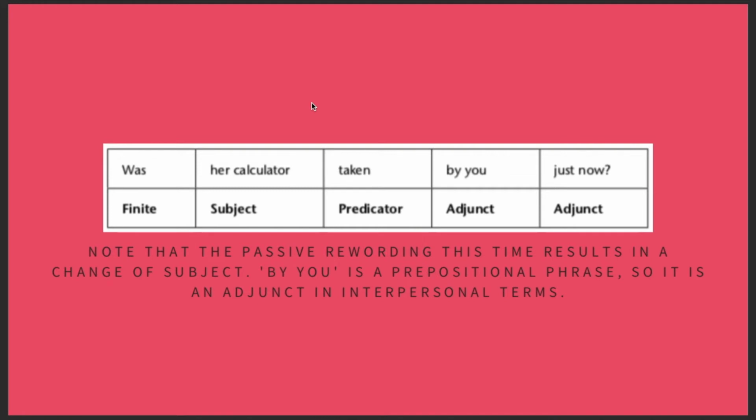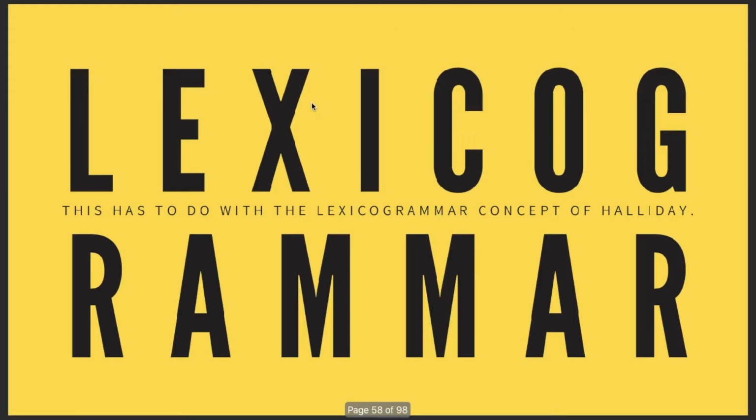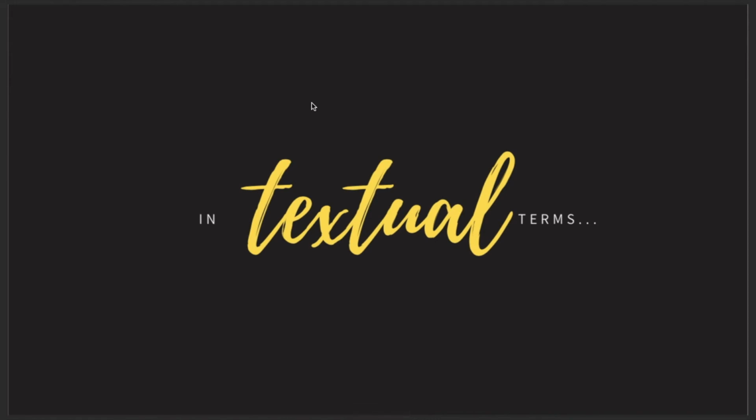So this has a bearing in terms of possession, and again the lexical grammar that we are talking about, with the concept of Michael Halliday, that a particular precision in a particular structure will have a bearing on its meaning and perhaps its grammatical function, its grammar. That is why now her calculator is the subject. So again, this is backed up with the lexical grammar concept of Halliday. So let's proceed to textual terms.